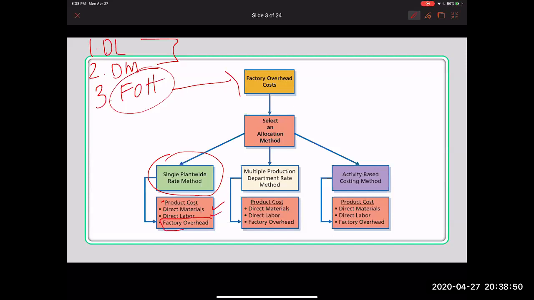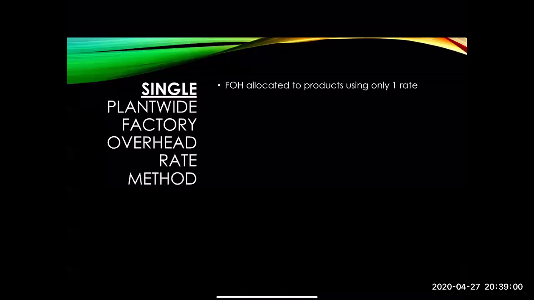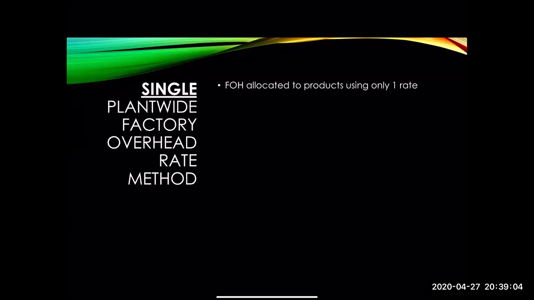The only thing we're focusing on is the factory overhead, okay? All right, so with that, let's go ahead and dive into the single plant-wide rate method. So factory overhead is allocated to products using only one rate. Right now, that probably doesn't make much sense to you guys, because right now that's all you know, right?